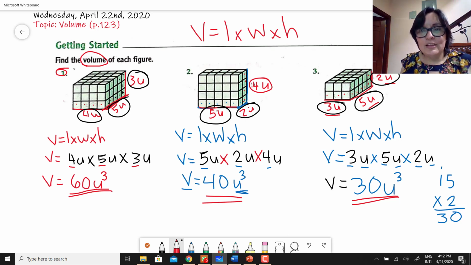So stop the video and copy the process. Remember that what we have to do is only to multiply the 3 sides. This times this times this. Just to multiply the 3 sides for finding the volume. Okay? Are you ready for the second part? Exercise number 4. So let's go. Exercise number 4, we have a chart, a table. So we are going to solve that table.